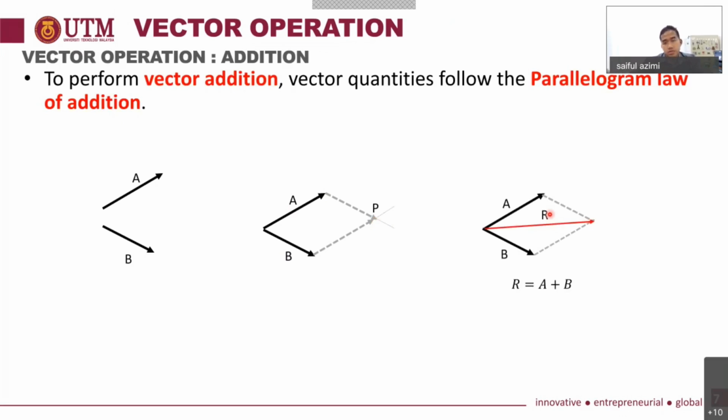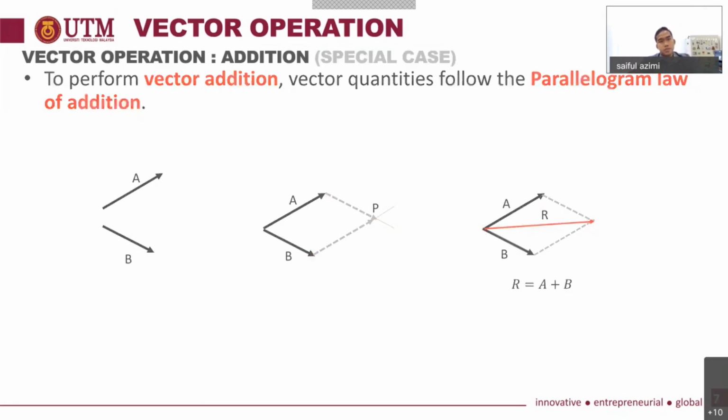After that, you need to draw one additional arrow, which is called R, the resultant force. The resultant force is like the summation, the result of the addition or subtraction of the forces, right? So first you draw the parallel line of A and the parallel line of B, and then you get the intersection point. Then you draw another arrow which starts from the origin and goes towards the intersection point, and you name it R, which is the resultant force.